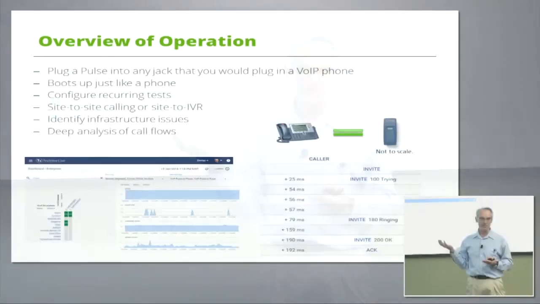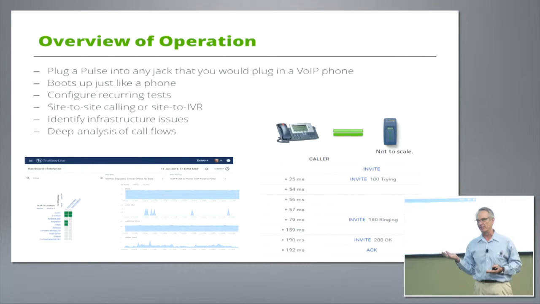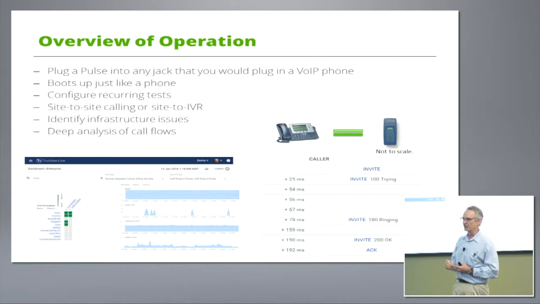So we've been going down this "it's easy" route quite a bit today, and VoIP is a complicated story and a complicated technology with lots of moving parts. We've tried, again, to hit the easy button on that. So the pulse, our story is plug it into any phone jack. Back to the remote office that doesn't have local IT support: you mail them a pulse, you say anywhere you'd put a phone, jack it in, the pulse boots like a phone, and then picks up its tests from TruView Live, much like we've seen with the web tests.